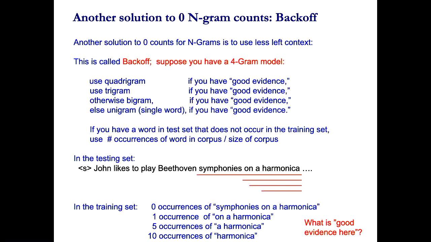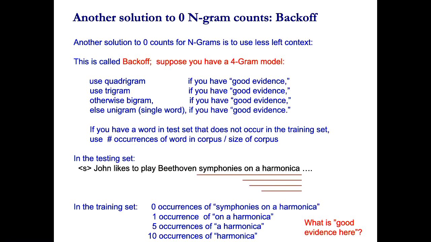In the training set, there are zero occurrences of symphonies on a harmonica. So backoff is to say, well, if I can't figure out the probability of harmonica following symphonies on a, let me see what the probability is of on a harmonica. That is, harmonica following on a. And you look it up in your training set, there's one occurrence of on a harmonica.